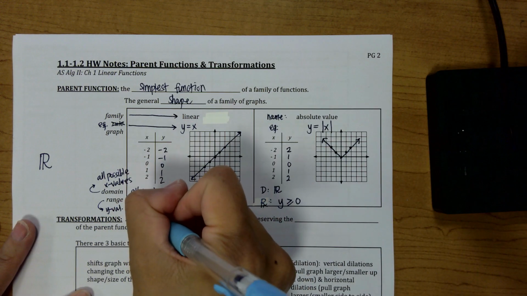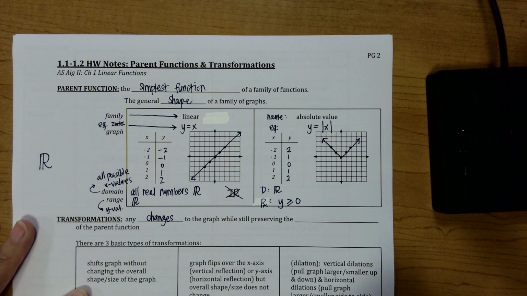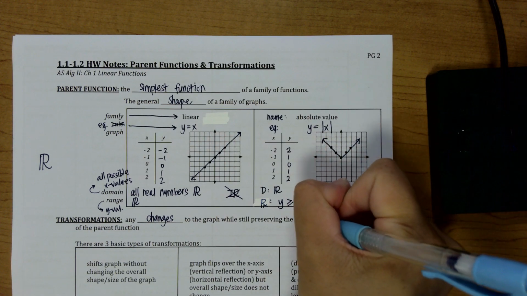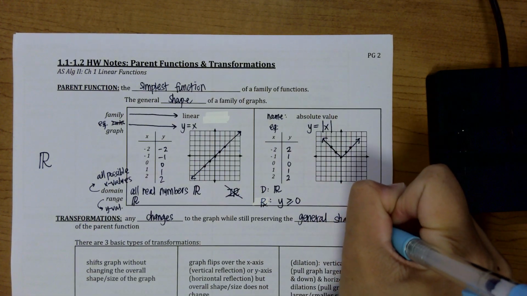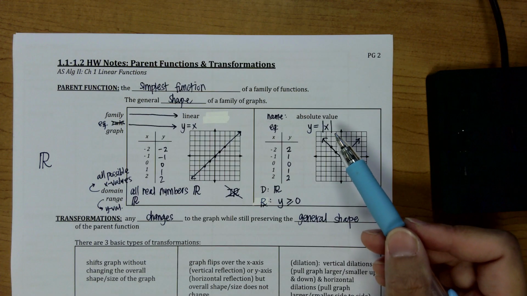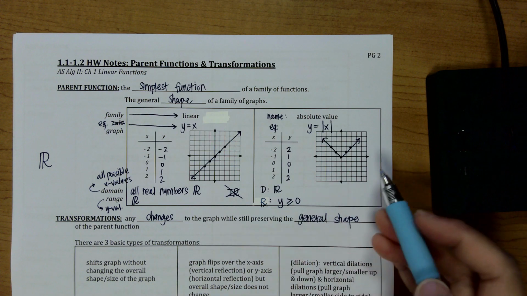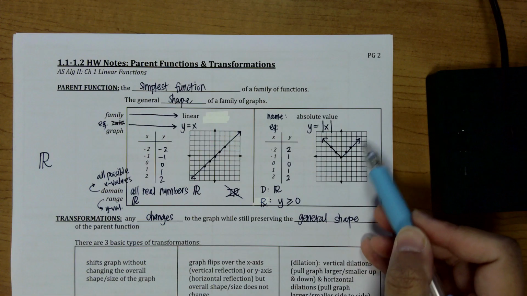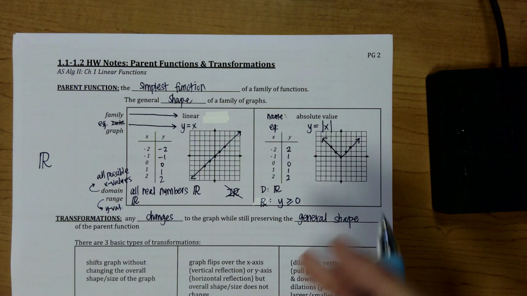Transformations are any changes to the graph while still preserving the general shape of the parent function. So what this means is if I start with a parent function of absolute value, no matter what transformations I make, whatever I do to it, I'm going to still have a V shape. The question is how wide or narrow and where it will be on the graph.